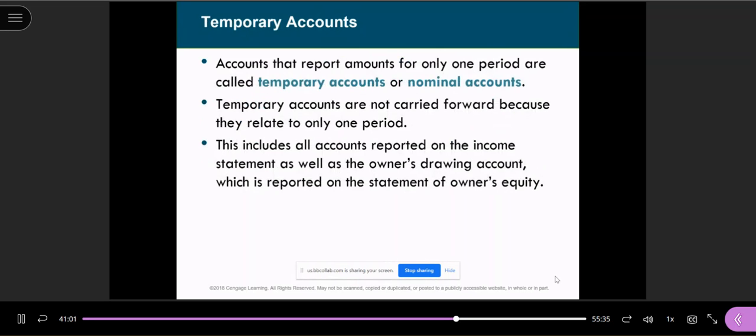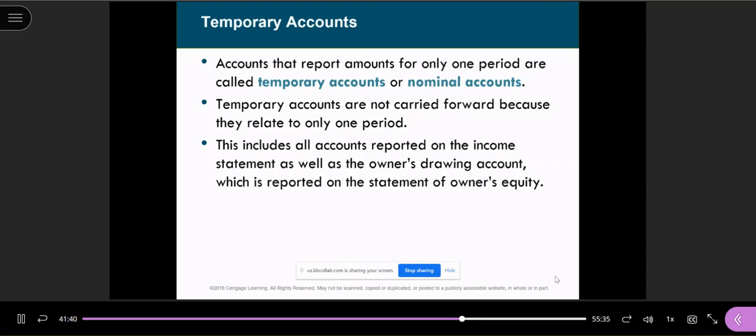Temporary accounts do not do that. Temporary accounts, their job is to track information for one fiscal year at a time. And then we kind of hit that reset button, set it back down to 0 and start all over again. So all of your revenues, all of your expenses, and your owner's drawing account are our temporary accounts. And the easiest way to remember which ones are your temporary accounts is the acronym RED. RED is temporary. Revenues, expenses, and drawing are your three types of temporary accounts.